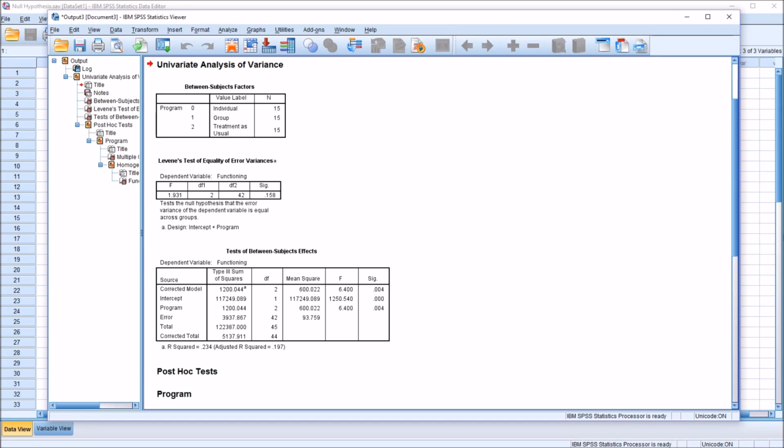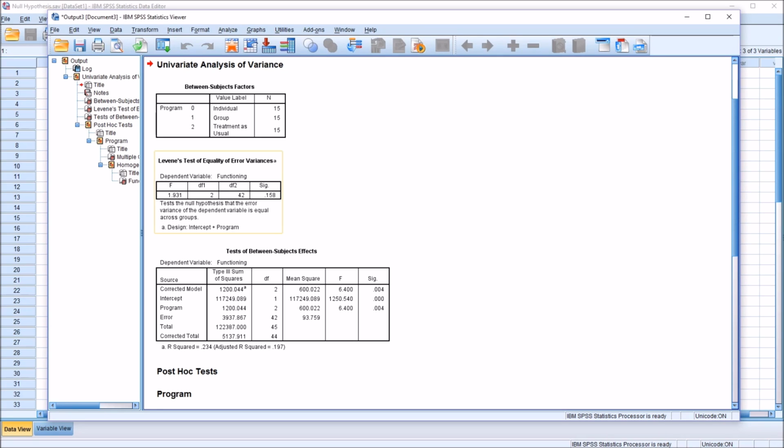So when we consider the null hypothesis for ANOVA, we're going to be looking down at the tests of between subject effects. However, before that, taking a look at the homogeneity of variance assumption, we have another null hypothesis that we want to test here under Levene's test of equality of error variances. And this test tests the null hypothesis that the error variance of the dependent variable is equal across groups. It tests the null hypothesis that we have homogeneity of variance.